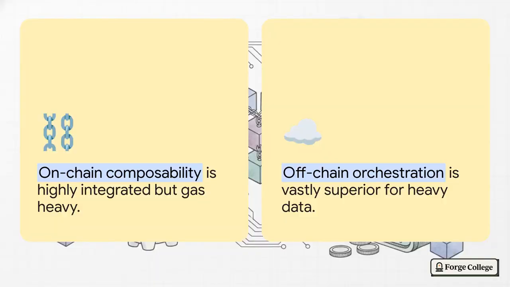So the crucial point here is understanding system scalability trade-offs. On-chain composability is amazing. It's completely trustless. But processing heavy data directly on the blockchain is incredibly expensive. On the flip side, off-chain orchestration is vastly superior for massive datasets, like a whitelist of 10,000 users. You have to choose your architecture carefully to protect your users from failing transactions and burning up their gas fees.